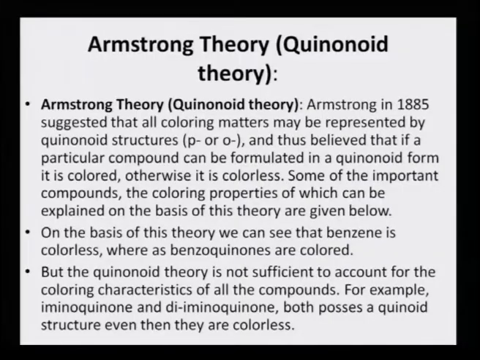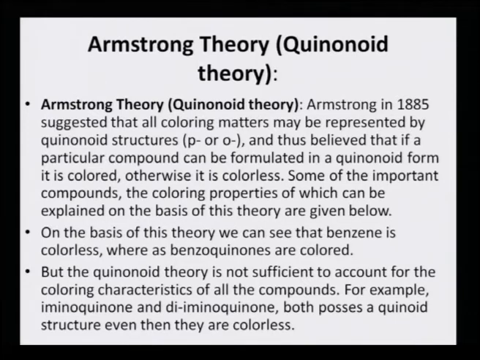The next theory that was proposed for explaining the relationship between color and constitution was the theory proposed by Armstrong, which is based on the quinonoid theory. The Armstrong or quinonoid theory in 1885 suggested that all coloring matters may be represented by quinonoid structure, that is para or ortho, and thus believed that if a particular compound can be formulated in quinonoid form, it is colored, otherwise it is colorless. Some of the important compounds, the coloring properties of which can be explained on the basis of this theory are given below.